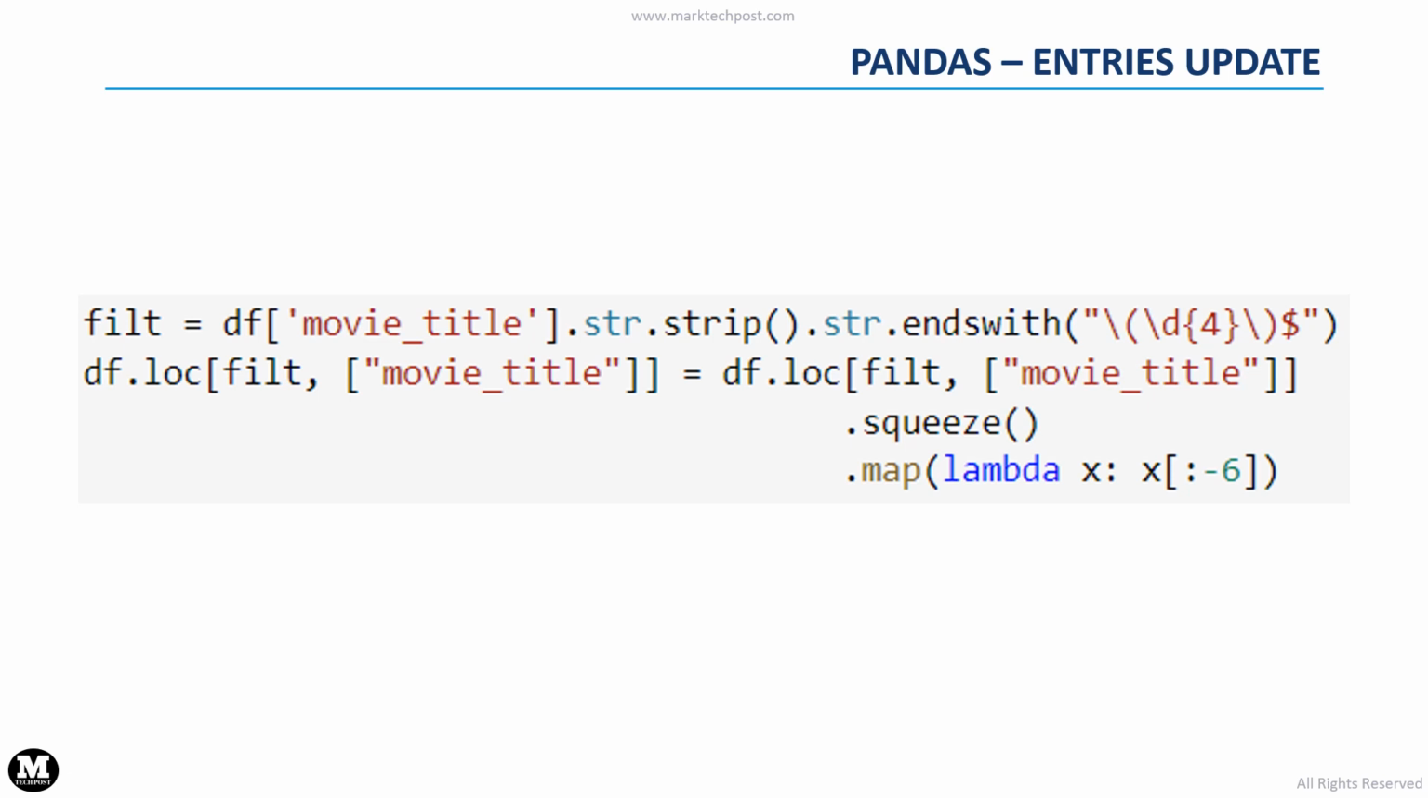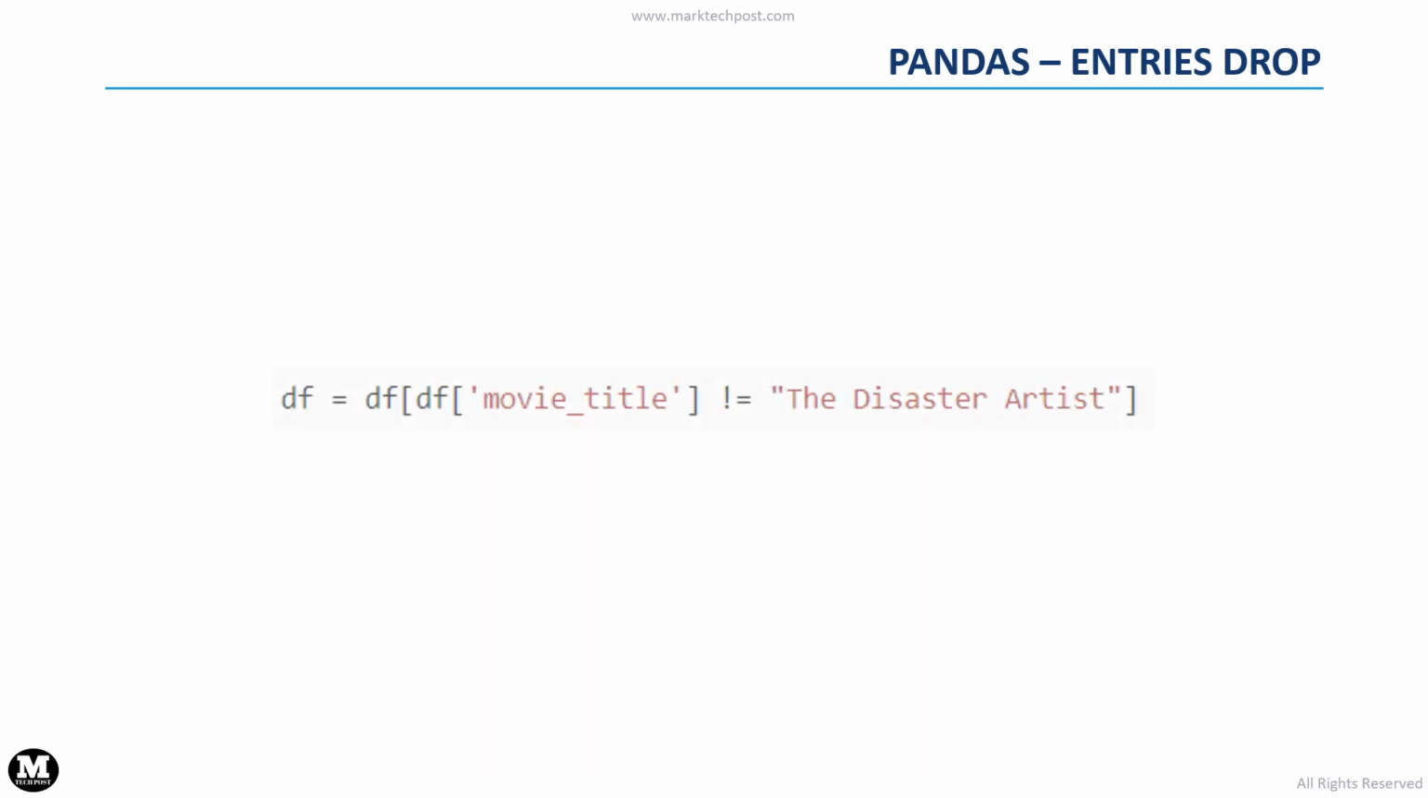In this way, we obtain a data frame with a single column. We apply the squeeze method to this in order to obtain a Pandas series. To a Pandas series, we can apply a map function that removes the last letters of each string. On the other hand, it is very easy to remove all the entries of the data frame with a specific movie title.